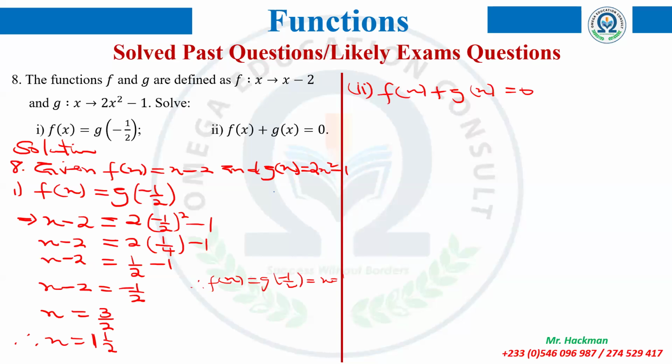So now this implies, or I can ignore. What is my f of x? So I go and substitute. f of x is what? x minus 2, then plus your g of x. What is your g of x? g of x is 2x squared minus 1. And this we are told is equal to 0. All correct?